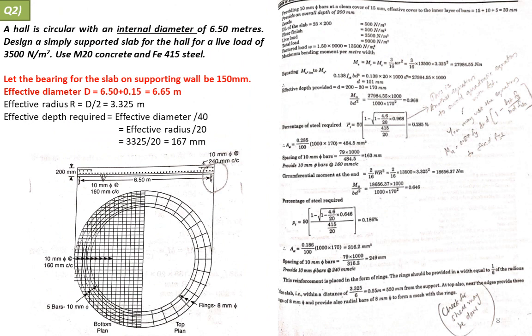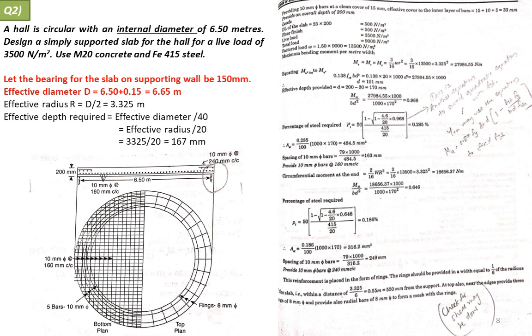So that was about the design. So now we shall see some other problem. In this question there is a slight difference. A hall is circular with an internal diameter. Internal diameter is given and it is 6.50 meters. So we have to design a simply supported slab for the hall, and the live load is given as 3500 Newton per meter square, and the grade particulars are also given for concrete and steel.